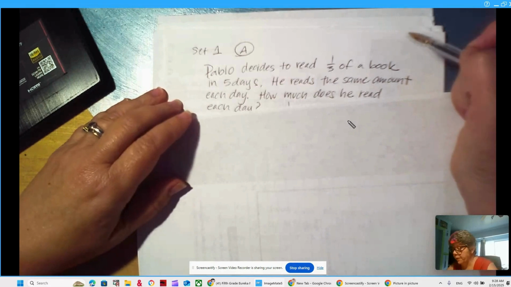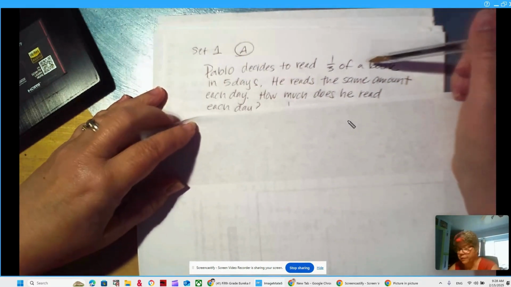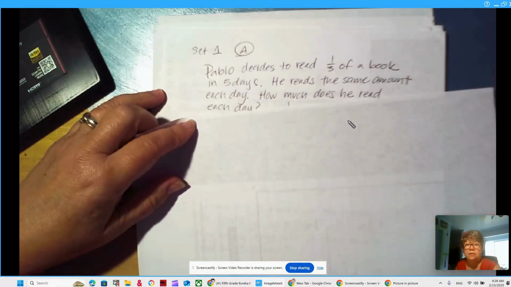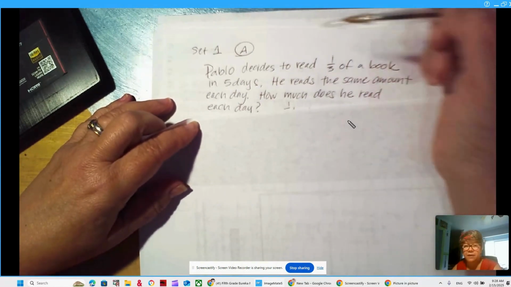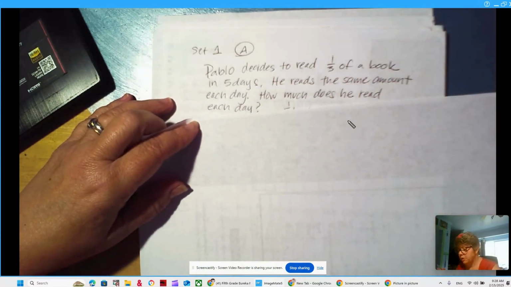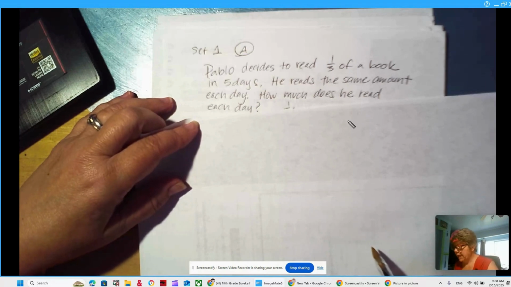All right. So Pablo decides to read one third of a book. Like I said, you need to get this from your teacher or follow along with me here, in 5 days. So he's going to read one third of a book over 5 days. He reads the same amount each day. That's how we make it a fraction problem. And how much does he read each day?